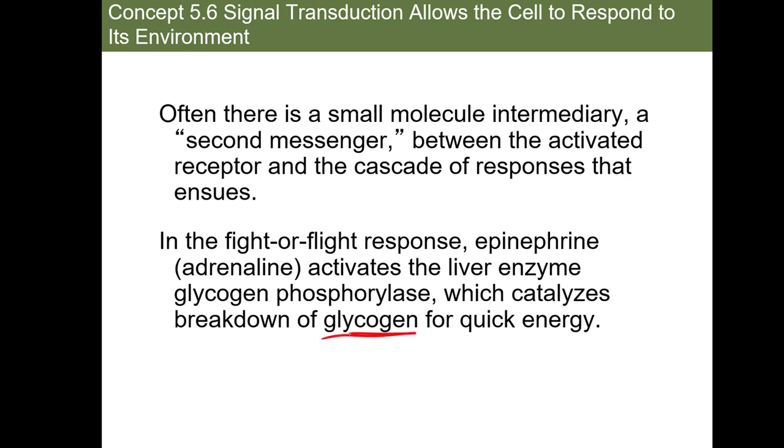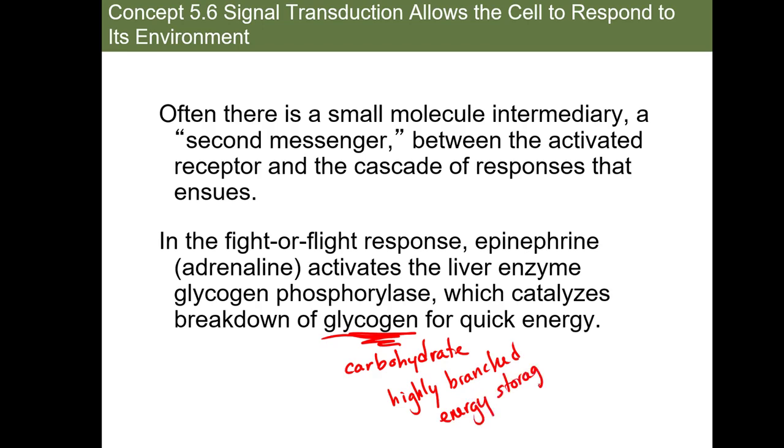So you have glycogen stores. This is a carbohydrate that is highly branched. Energy storage in animals. So remember glycogen. It's stored in the liver and in muscles. So it activates the liver enzyme glycogen phosphorylase, which catalyzes the breakdown of glycogen for quick energy.